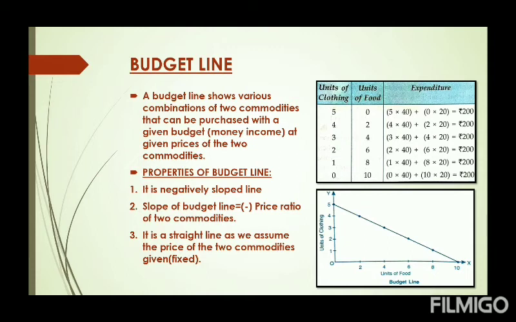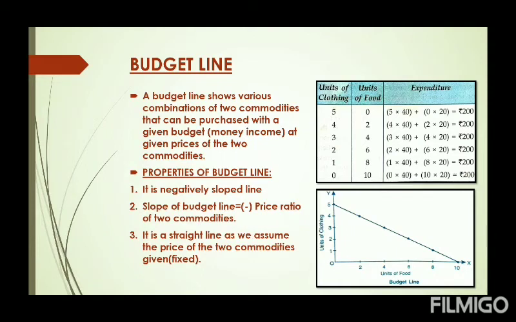Secondly, if the consumer wants to decrease the consumption of clothing, he can afford some units of food, like 4 units of clothing and 2 units of food can be purchased to spend rupees 200. Similarly, the consumption of food can be increased, and at maximum the consumer can get 10 units of food if he spends the entire amount of rupees 200 on food. Then 10 units of food will be purchased with no units of clothing.